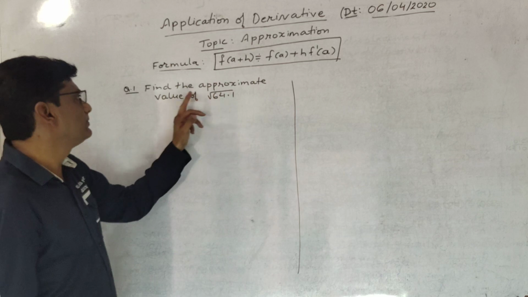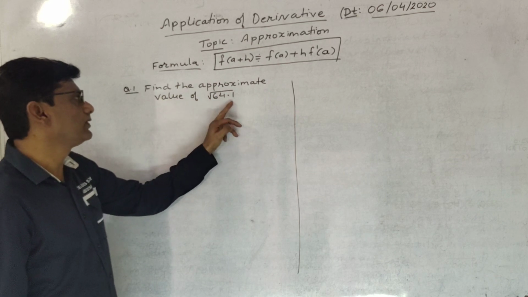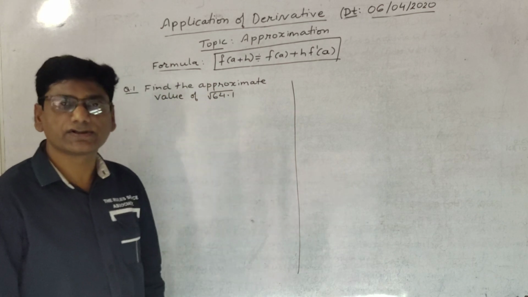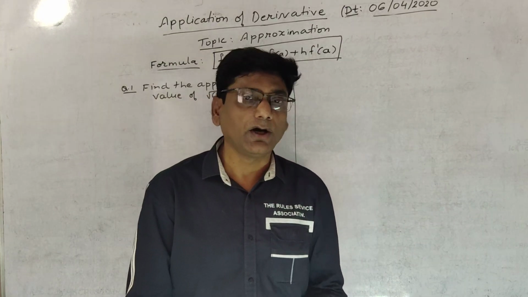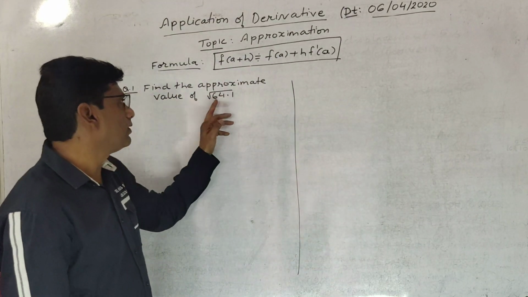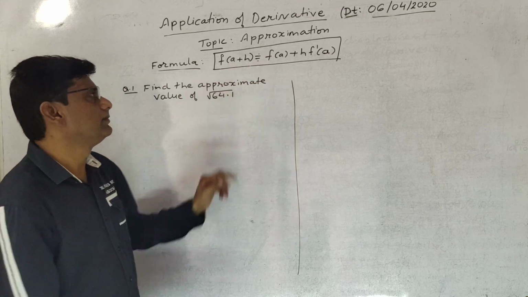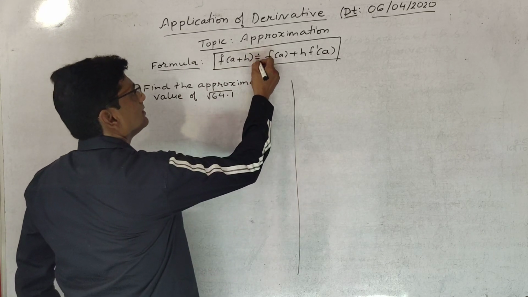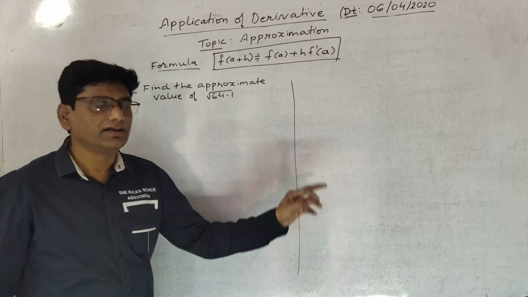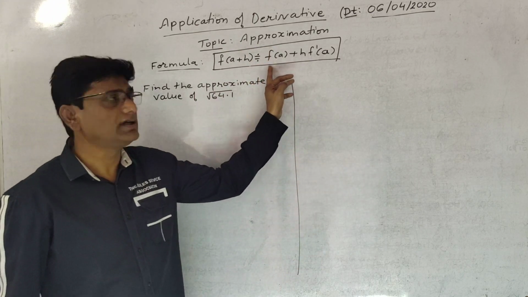Find the approximate value of under root of 64.1. So how to find the value of this term, and the value will be approximate because you can see here the sign. It is the sign for approximation.